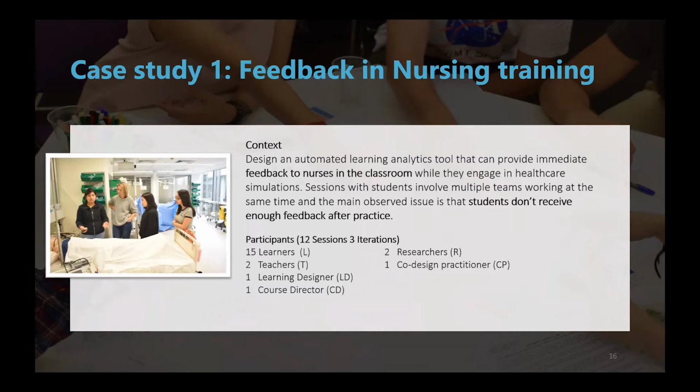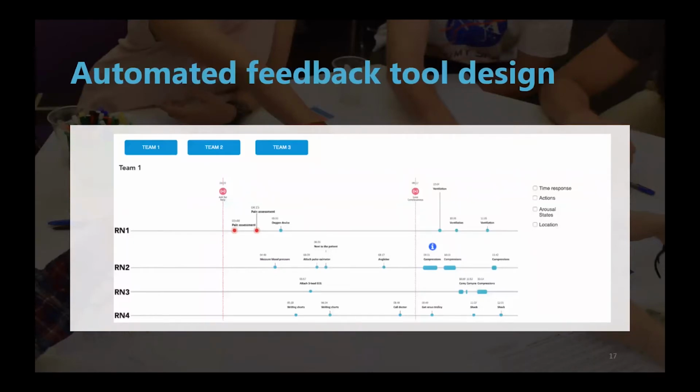So we wanted to help them by delivering a learning analytics tool through a dashboard or a timeline to tell them where they made a mistake or what is actually happening. We wanted to invite learners as the main stakeholders. We invited teachers, learning designers, the course director, and us participating as researchers and co-design practitioners. In the end, the research team delivered a timeline to receive feedback. This points to where they made an actual mistake, what has to be done, what the interaction with the mannequin is, and what is actually happening.